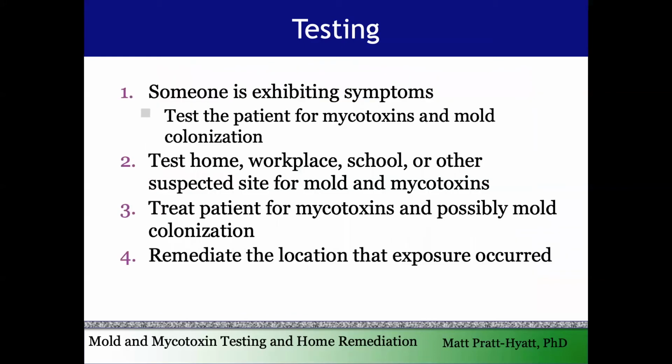So why would you want to do testing? Well, someone in your house is exhibiting symptoms: fatigue, headaches, memory loss. So you want to test that person, test other people at the house, and test the home, workplace, school, and other suspected sites for mold and mycotoxins. You're going to want to treat the patient for mycotoxins and possibly for mold colonization. But then you have to remediate the house. Without getting rid of the mold, the patient is going to become re-exposed and they're just going to have symptoms over and over again.